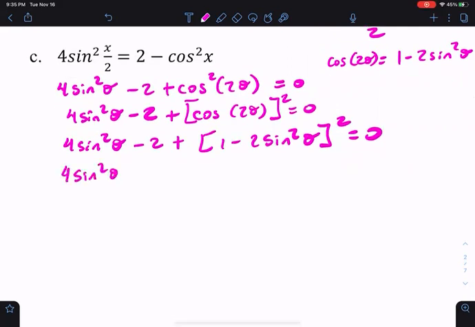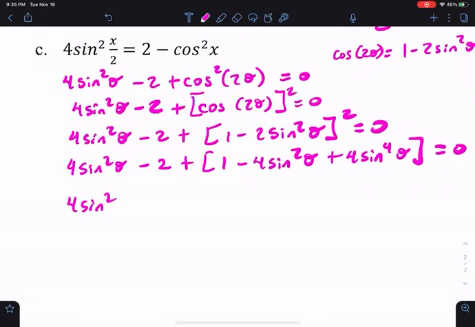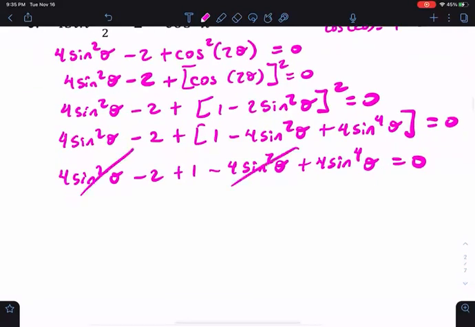So we were doing it right the first time. Minus 2 plus 1, I need to expand this. So this is 1 minus 4 sine squared theta plus 4 sine to the 4 theta, equal to 0. So this is 4 sine squared theta minus 2 plus 1 minus 4 sine squared theta plus 4 sine to the 4 theta equals 0. This cancels out. This is minus 1, and this is plus 4 sine to the 4 theta.